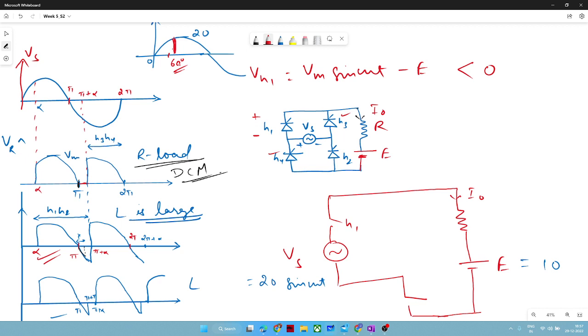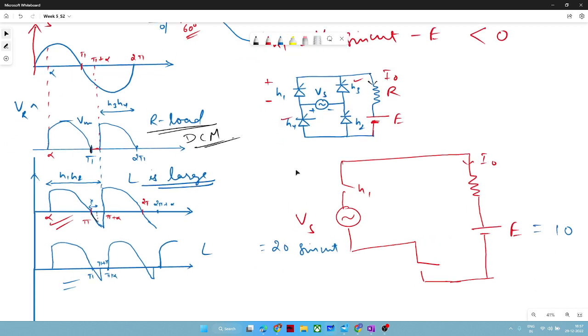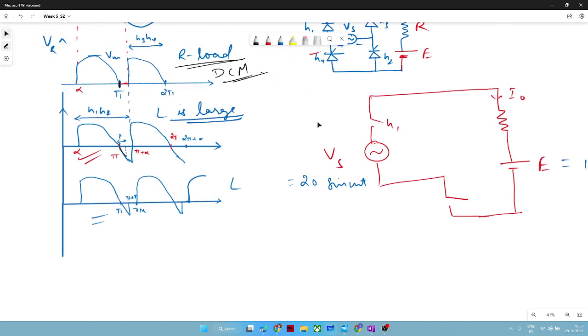Or you can give pulse after 60 degree so that the losses of your gate drivers will be lesser. So you can try to provide pulses after 60 degree. So that is the influence of E, or sorry, battery on your rectifier. So let me draw the waveform of it and let me also compute the output voltage.